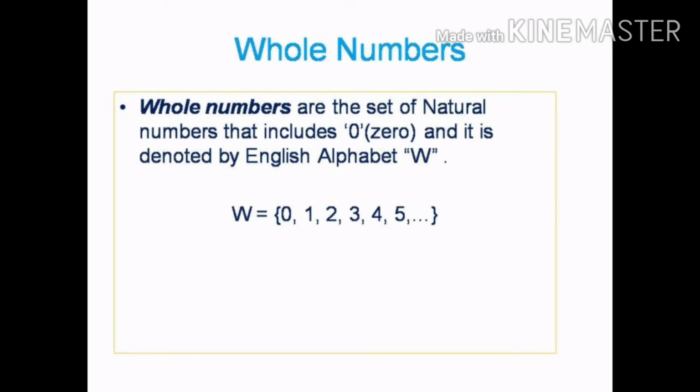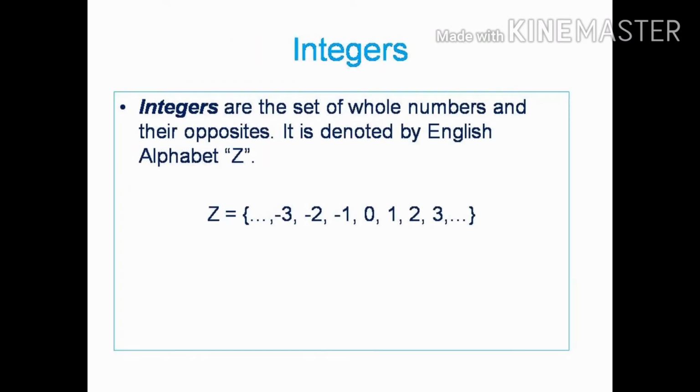And the next one is whole numbers. The whole number set is the set of natural numbers that includes 0. It is denoted by the capital letter W. The set is 0, 1, 2, 3 and so on. The next set is the integer set. It is denoted with the capital letter Z and it is the set of whole numbers and their opposites. Whole numbers contain only positive numbers, their opposites means negative numbers also. So the integer set has both positive and negative numbers, which includes 0.